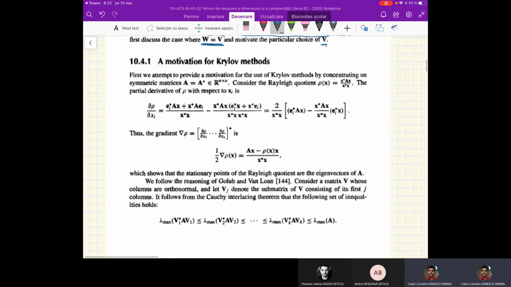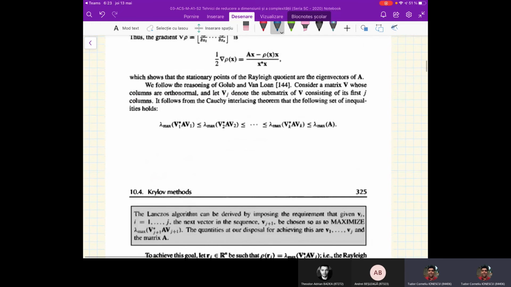Here we have a motivation for Krylov methods presented, and you should look into it because here you start from this specific measure. It's an energetic measure, just like we discussed before. If you look at it, these are quadratic functions. So the Rayleigh quotient is an energetic measure. It's somewhat similar to a Hankel singular value. Well, it's not a singular value, but it's similar. The significance is rather similar.